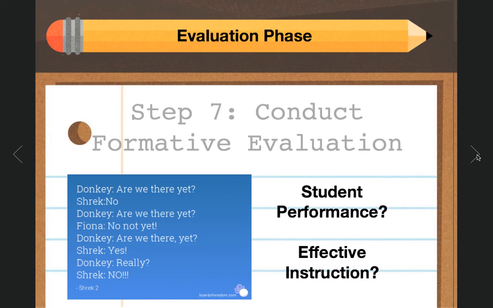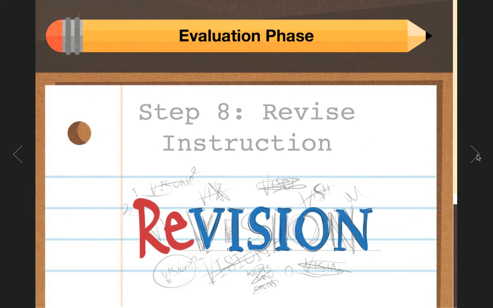Smith and Ragan state that designers should question their decisions throughout each step of the design. Other forms of formative evaluation include a review by a subject matter expert and tryouts of the instruction prior to officially implementing that instruction. The final step in the evaluation phase is to make revisions to the instruction based on the results of the formative evaluations conducted in the previous steps.